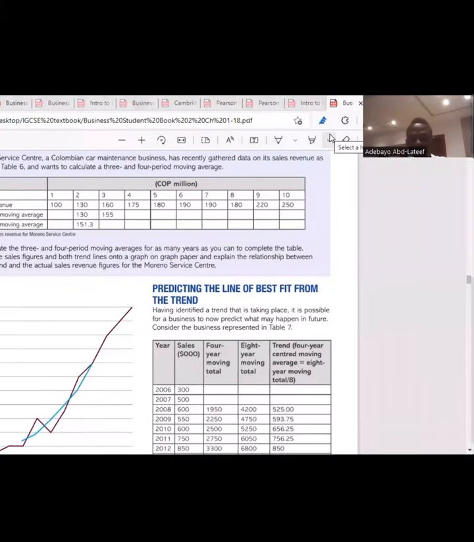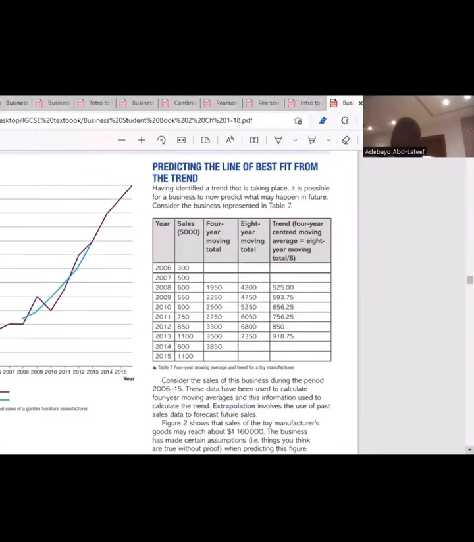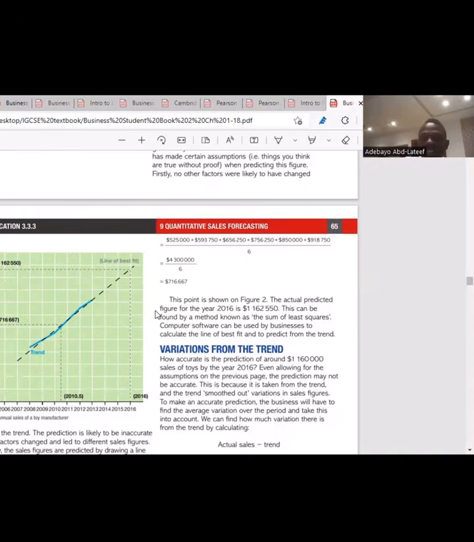When we talk about predicting the line of best fit from the trend, how do we go about that? When the trend has been identified, it is possible for a business to predict what may happen in the future. So the line of best fit is the trend figure and the sales. We have the sales figure and the trend.